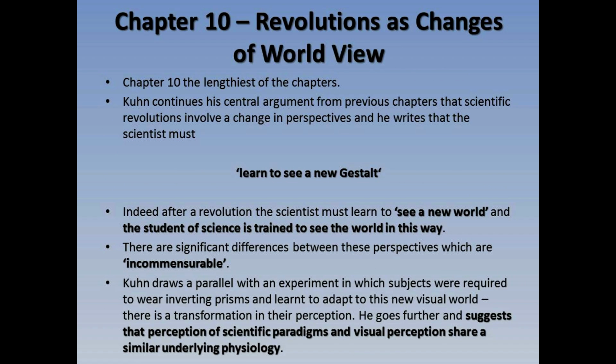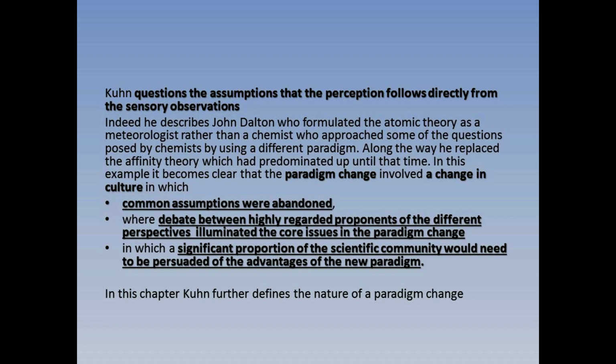Chapter 10, Revolutions as Changes of Worldview, is one of the lengthiest chapters and revisits some of the earlier points about Gestalt. After a revolution, science students must be trained in a new way. John Dalton was a meteorologist rather than a chemist, and yet he developed atomic theory. Kuhn uses his example to demonstrate principles about paradigm shifts, in which common assumptions are abandoned, there is debate between highly regarded proponents of different perspectives, and a significant proportion of the scientific community are persuaded of the advantages of the new paradigm.